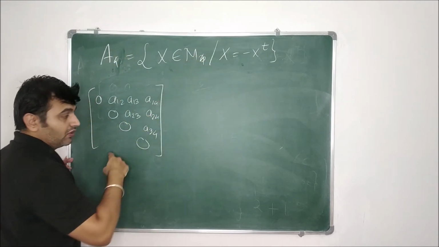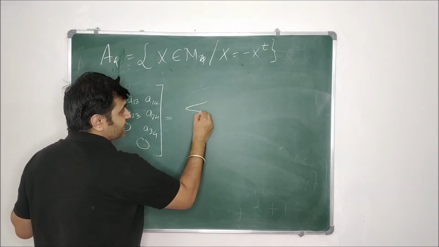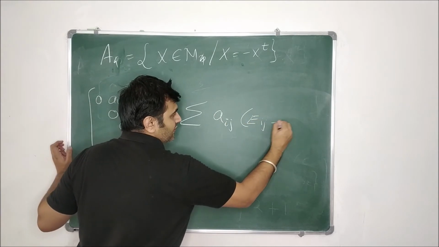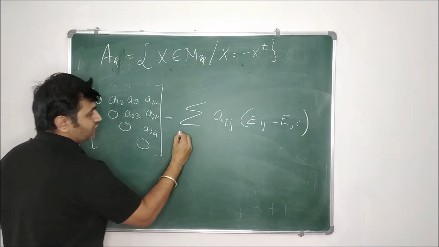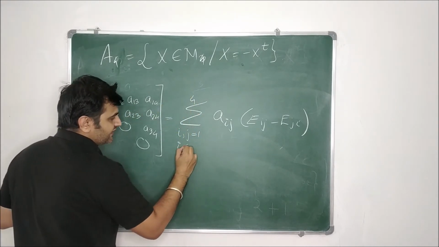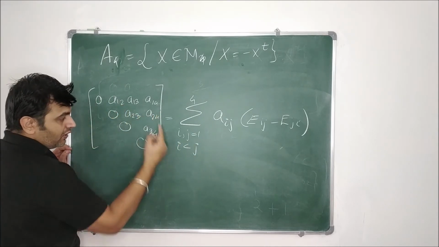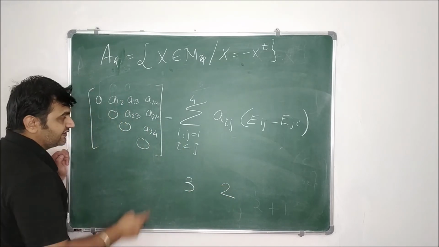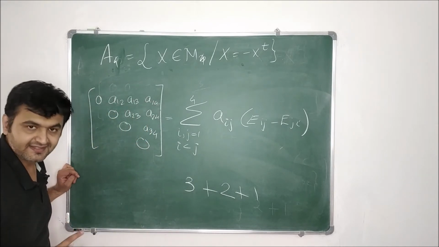So this is how your A4 will look, right? Let me write it directly in the concise form. This is the summation of Aij times Eij minus Eji, where I and J are going from 1 to 4, but I is less than J. Same thing: 1 2, 1 3, 1 4, so for that I have 3 entries; 2 3, 2 4, for that I have 2 entries; and 3 4. So here the dimension is 6.